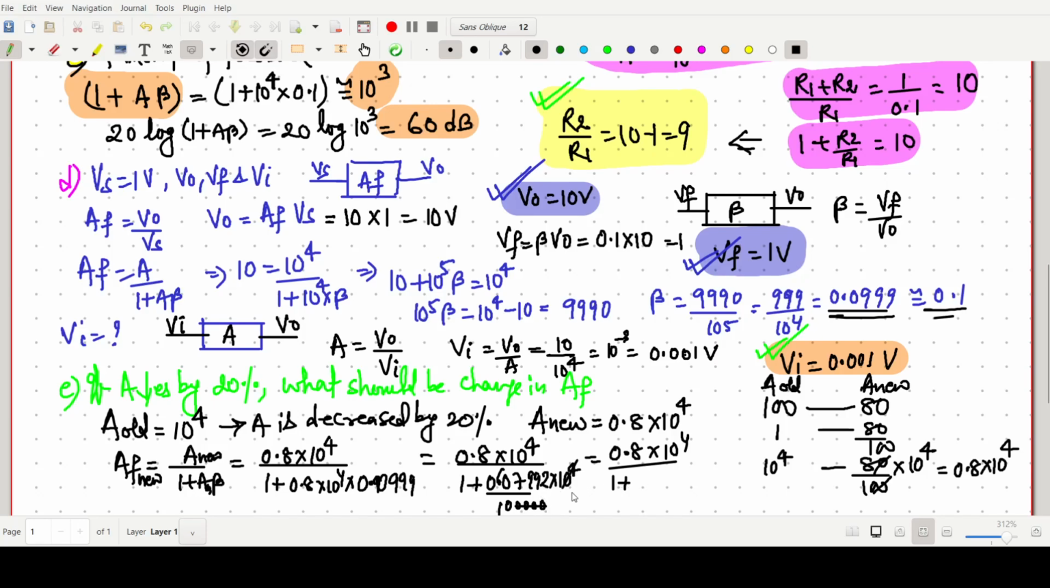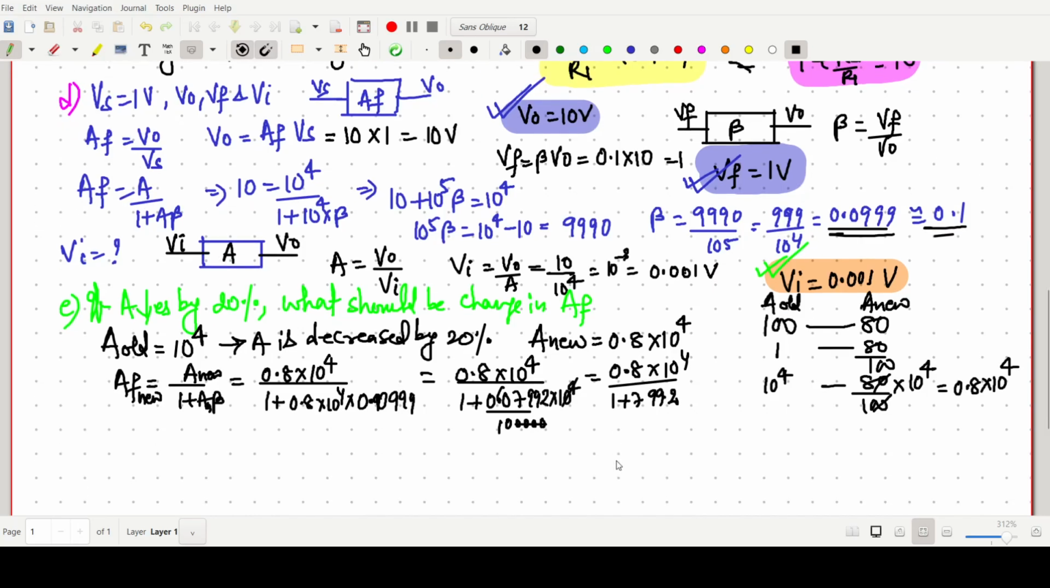So 1 plus 799, okay, this should cancel out. So 799.2. Okay. Now actually, we have to solve this one. That's why I am doing 10 to the power 4 by 1 plus 799.2.